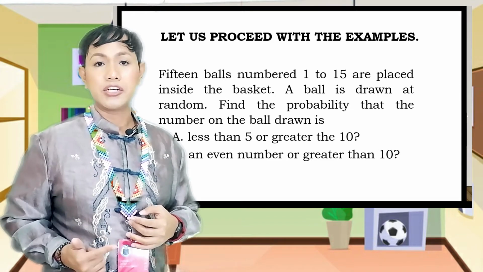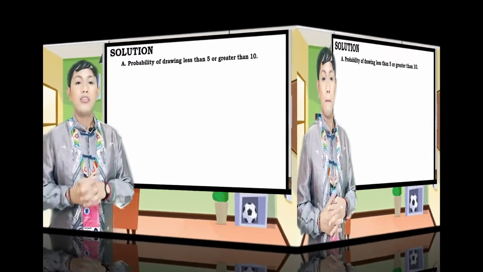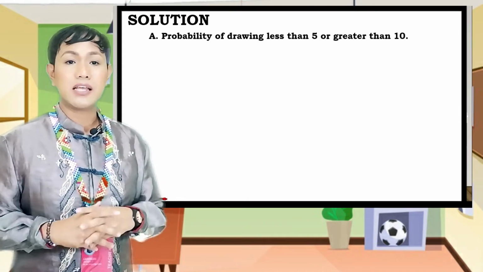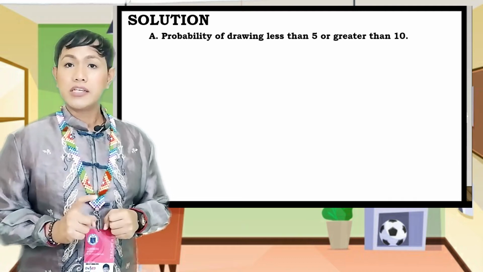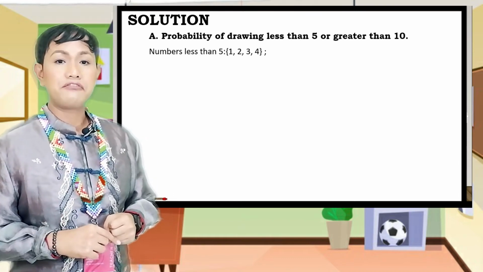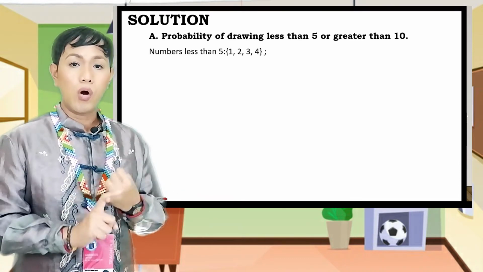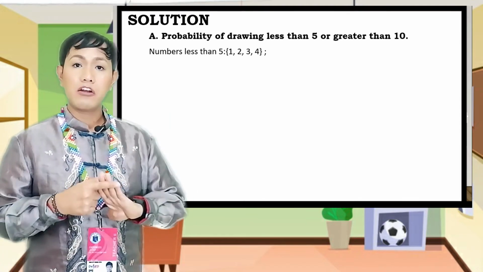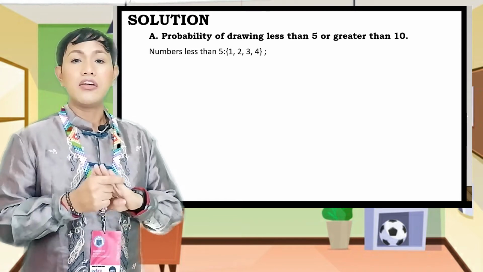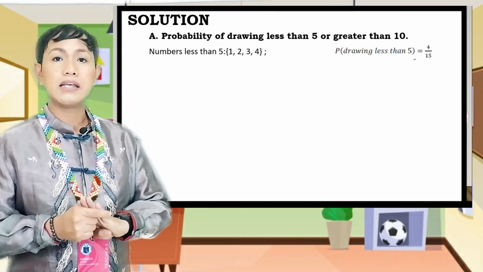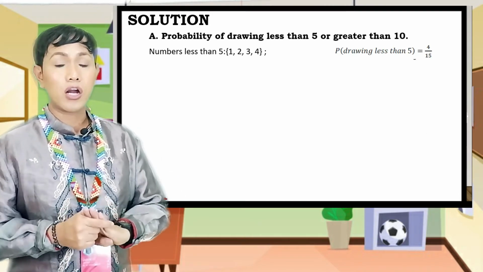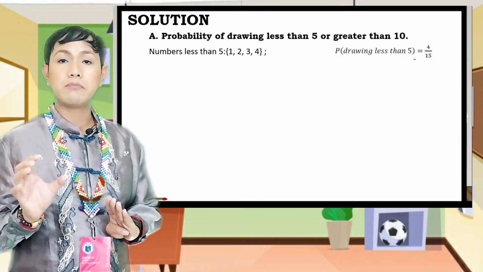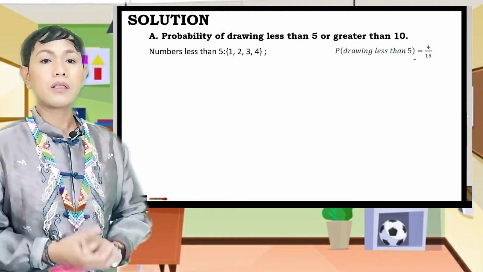Let us first answer the first question. The probability of drawing less than 5 or greater than 10. First, we will list the numbers less than 5. These are 1, 2, 3, 4. Since there are 4 numbers, the probability of drawing less than 5 is equal to 4 over 15. Why is it over 15? Because there are 15 balls, if you could remember.